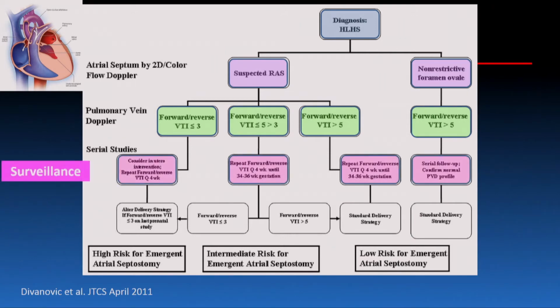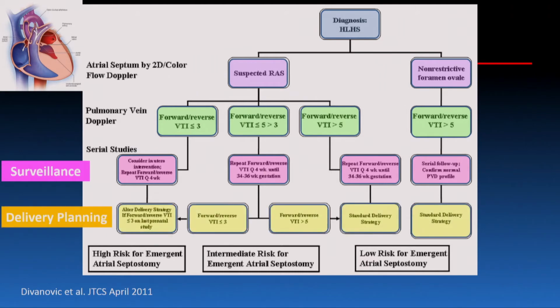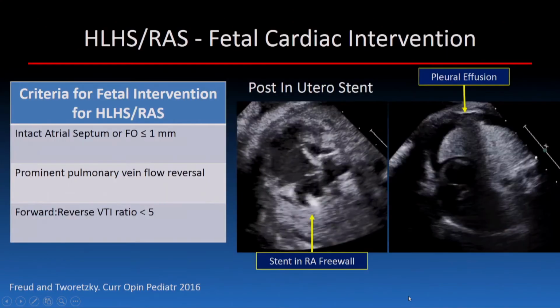And really, based on surveillance, using that new cutoff of 3 is when he advocated for in utero intervention and surveillance echocardiography throughout gestation. It also helps with delivery planning, depending on what your delivery strategy planning is in your center, to alter that depending on its risk for need for emergent atrial septostomy postnatally, being high risk for those patients with a VTI ratio, forward to reverse ratio, less than or equal to 3 versus a low risk when it's greater than 5.